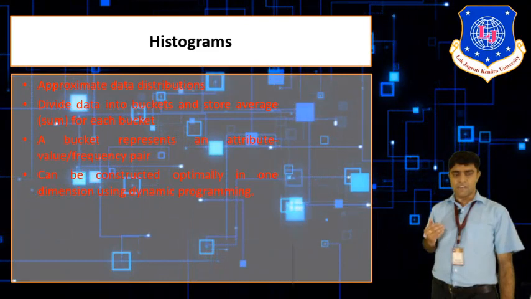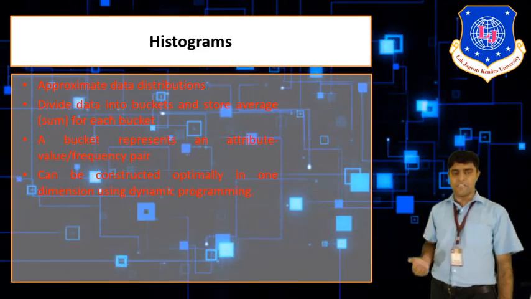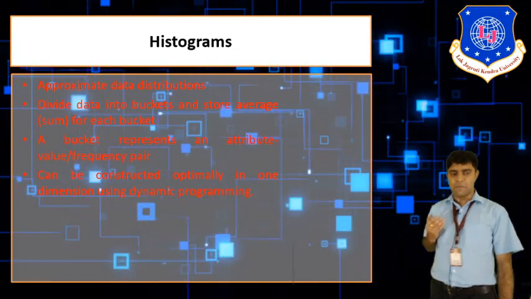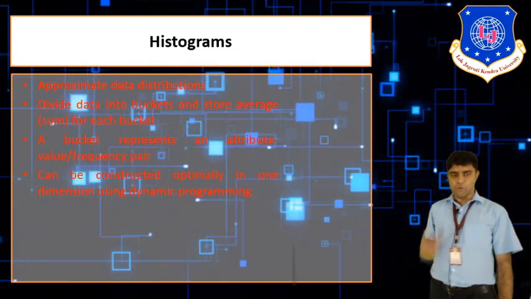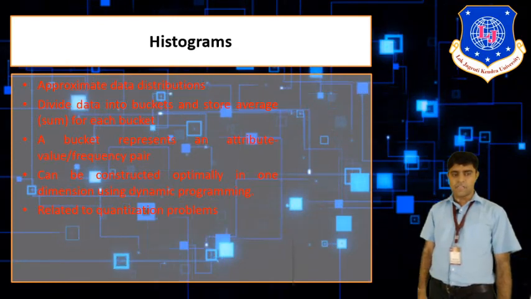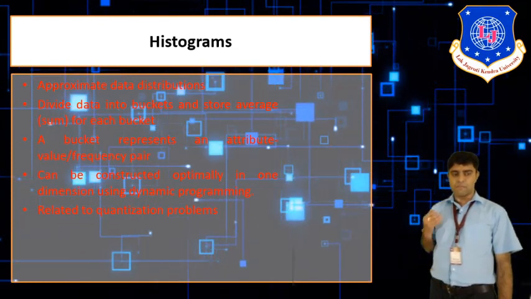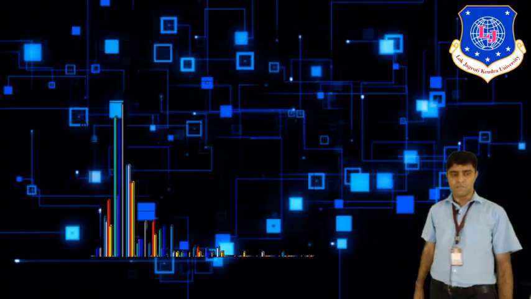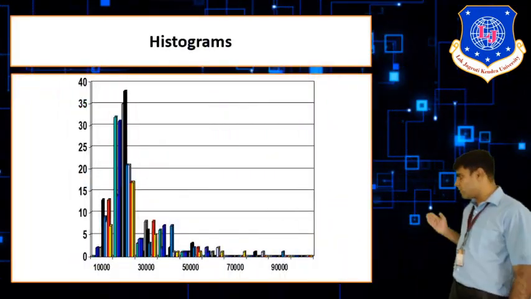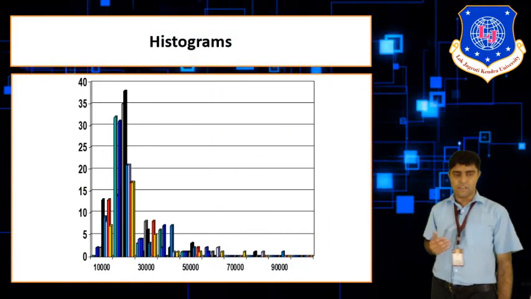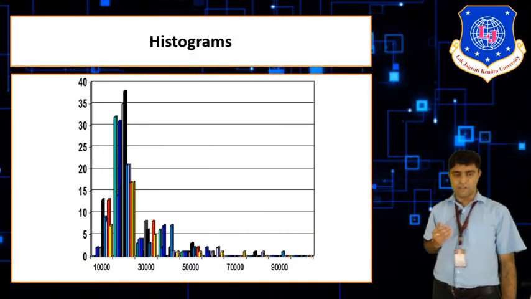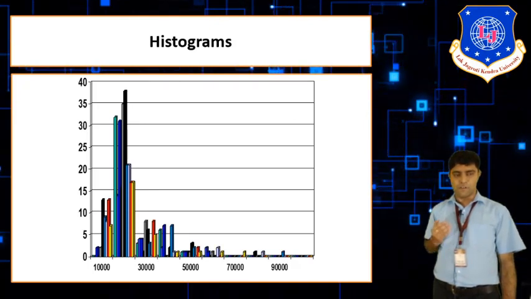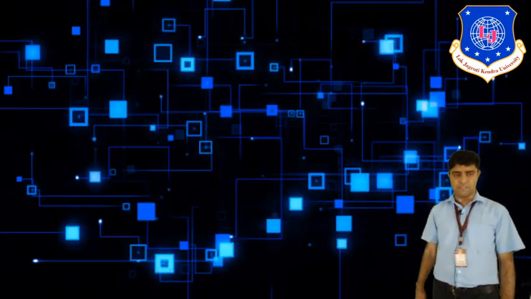It can be constructed optimally in one dimension. So a histogram is useful for constructing optimally in one dimension and is useful for dynamic programming, which is related to optimization problems. Now, as shown in the figure, a histogram is created where the x-axis values are 1000 to 9000 and the y-axis values are 0 to 40.